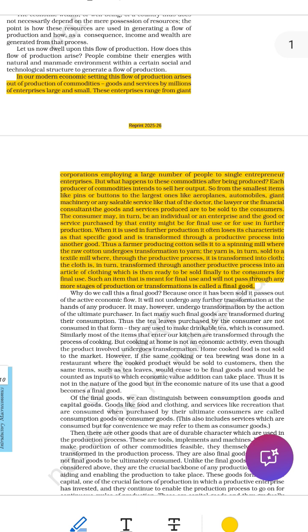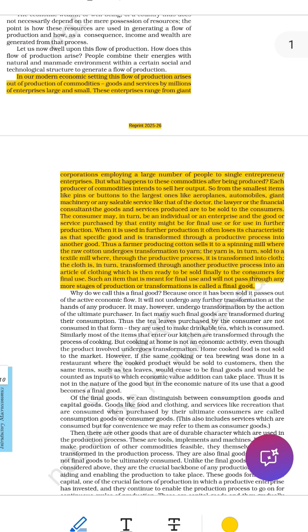Step 6. Why are goods bought? 2 reasons. The consumer may, in turn, be an individual or an enterprise, and the good or service purchased might be for final use or for use in further production. 2 reasons people buy something.